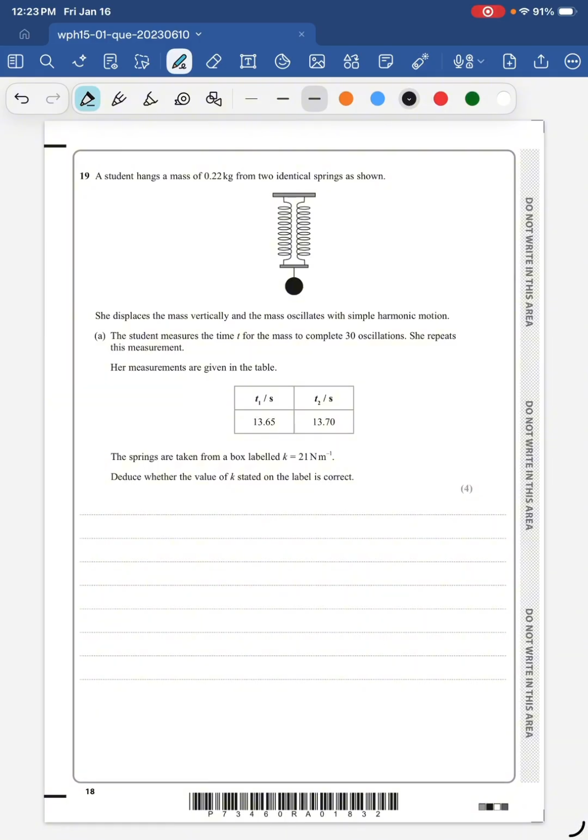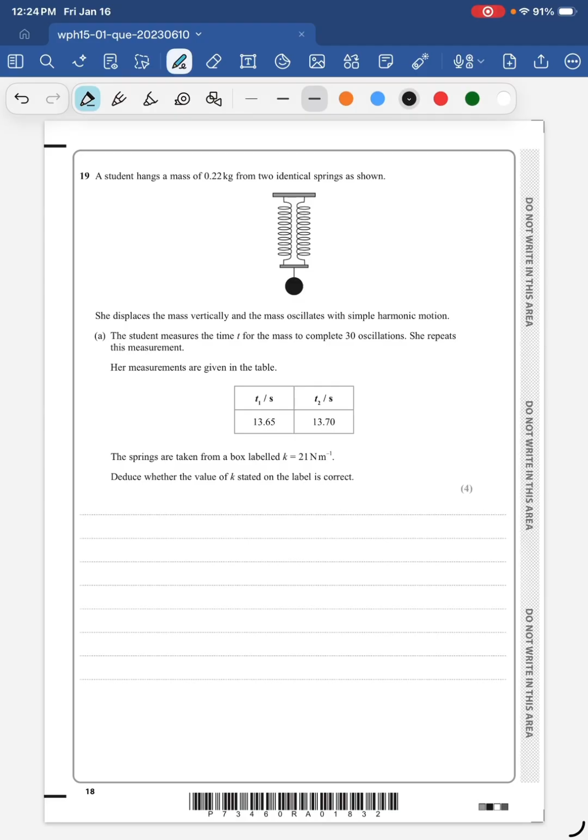It looks like a scary arrangement there, okay? Let's see. A student hangs a mass of 0.22 kilograms from two identical springs as shown. She displaces the mass vertically and the mass oscillates with simple harmonic motion. The student measures the time t for the mass to complete 30 oscillations. She repeats this measurement. Her measurements are given in the table, T1 and T2. The springs are taken from a box labeled k equals 21 newtons per meter. Deduce whether the value of k stated on the label is correct.